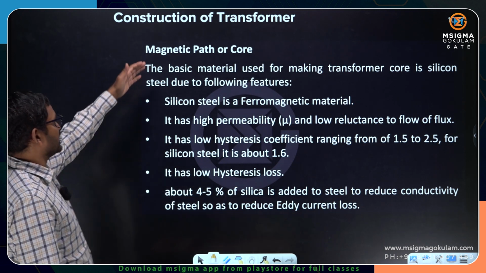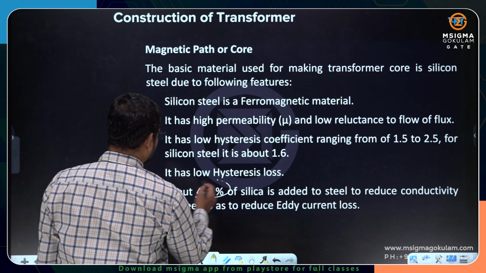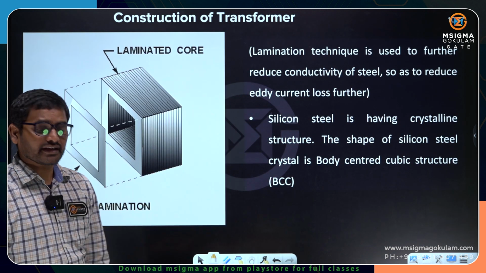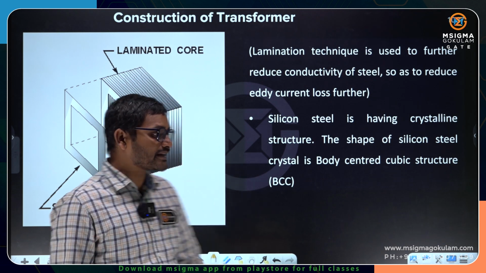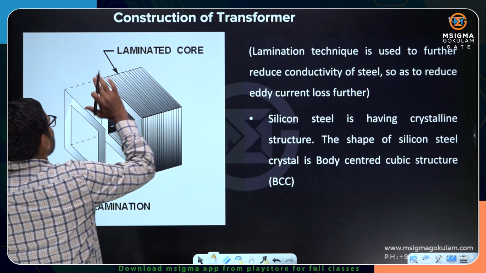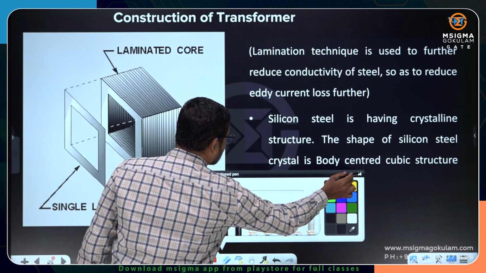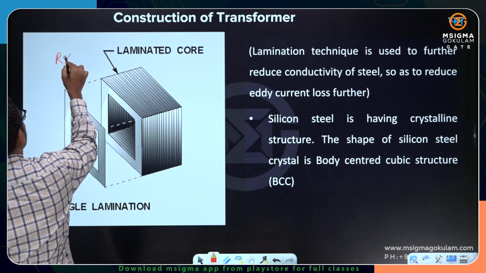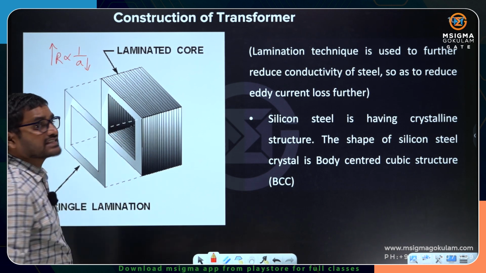Okay, whatever I said, these are the core features. You see, the silicon content is 4 to 5%. If you want to go for reduction in eddy current losses furthermore, better option is laminated steel. Don't use a solid steel, use a laminated steel. Because of lamination, what is going to happen? Area of cross section is reduced. If area of cross section is reduced, core resistance is increased.